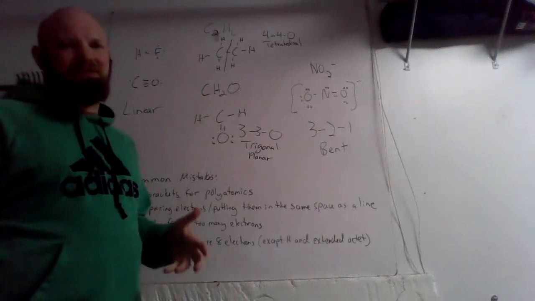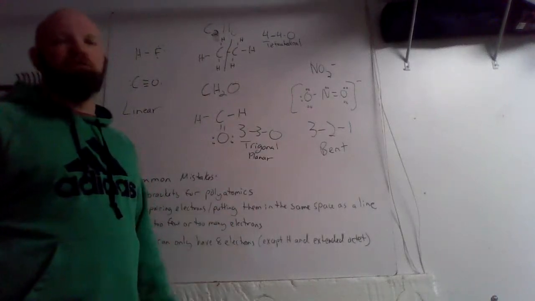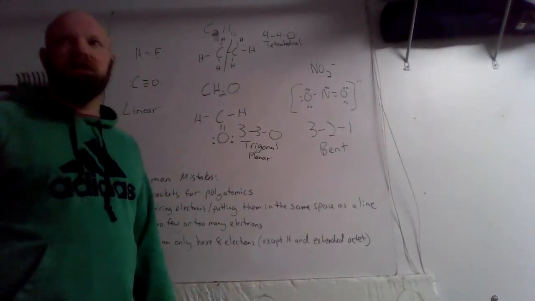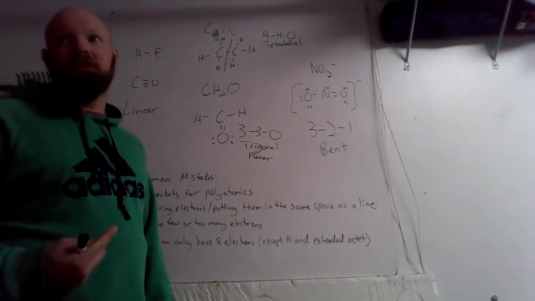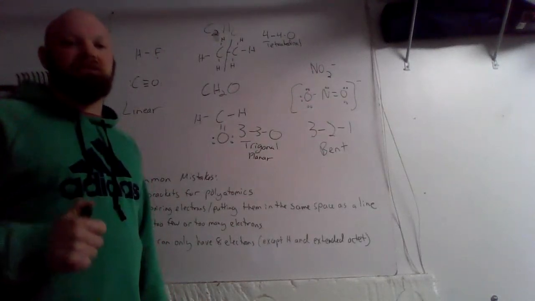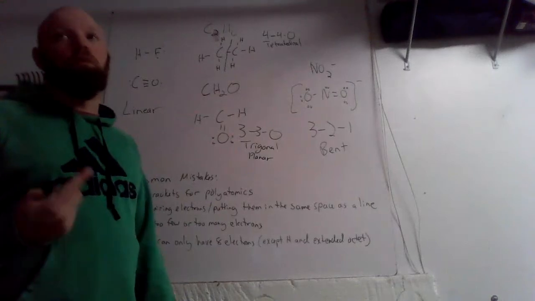The only ones that it doesn't count for are those extended octets. And you'll be able to tell because something looks funny. You have way too many electrons to know what to do with. And even then, your outside atoms get just 8, but it's your central atom that doesn't. On a quiz, I'd only give you 1 of those.